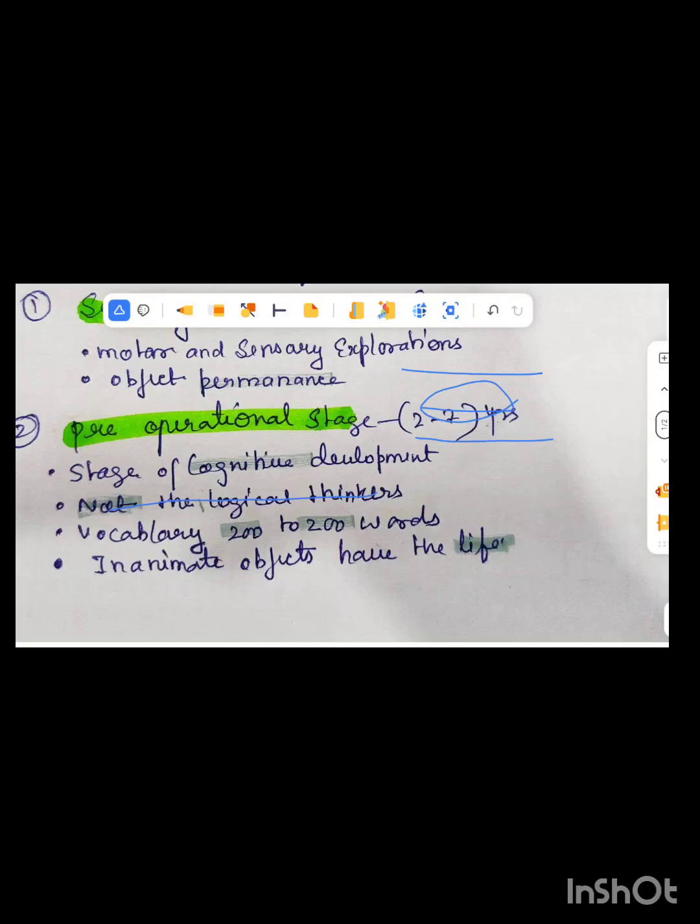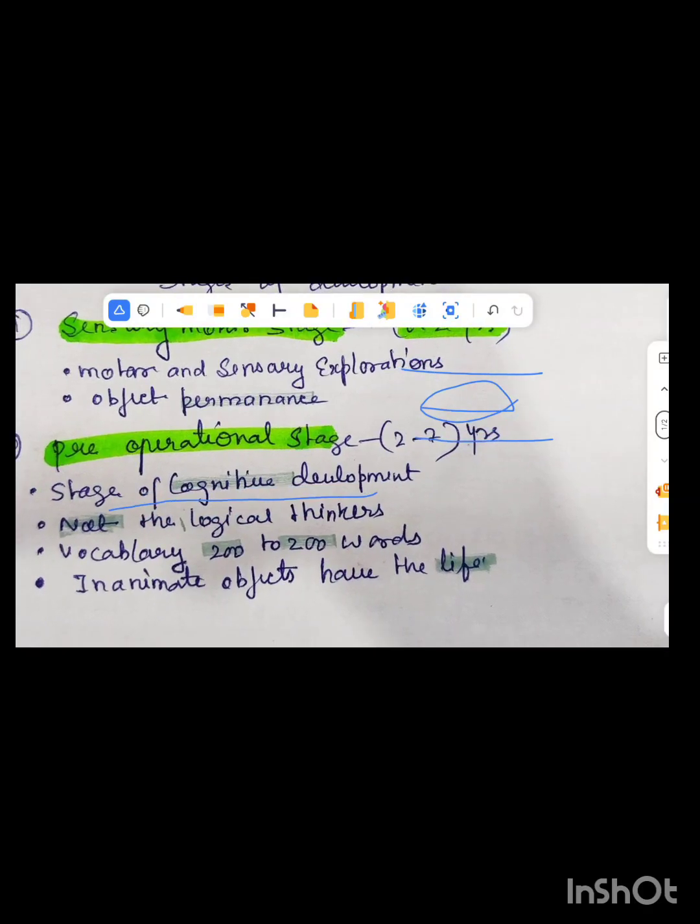Then the second stage is the pre-operational stage. This is from 2 years to 7 years of age. 2 to 7 years of age is very important. Sometimes they ask questions on the basis of age and stage. This is the stage of cognitive development, but here the logical thinking is not much developed.